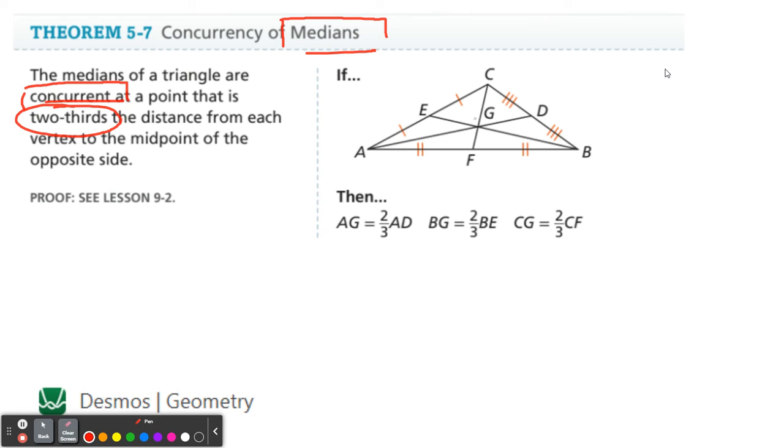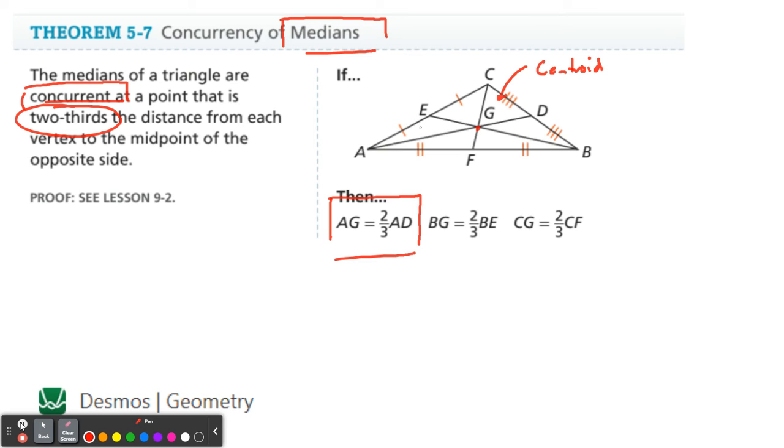So if I take a look here, G is going to be the point of concurrency of the medians. It's actually called the centroid. G is called the centroid. It has a pretty cool name. Okay, so if we look here, this whole 2/3 thing: AG equals 2/3 of AD. So AD is this median, and AG is going to be 2/3 of it.